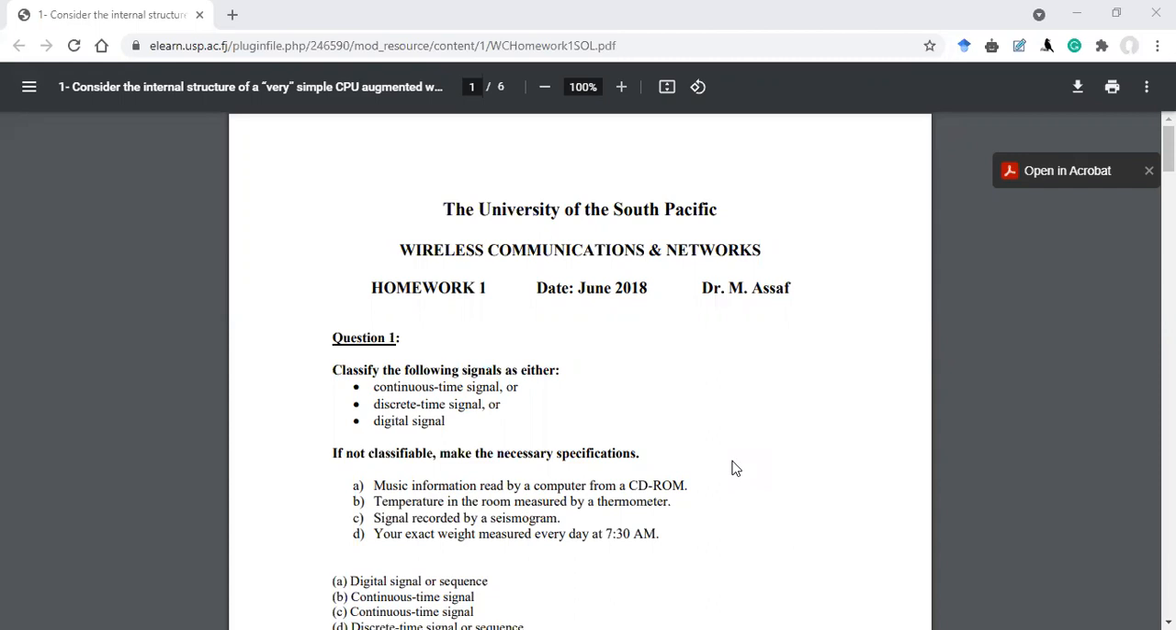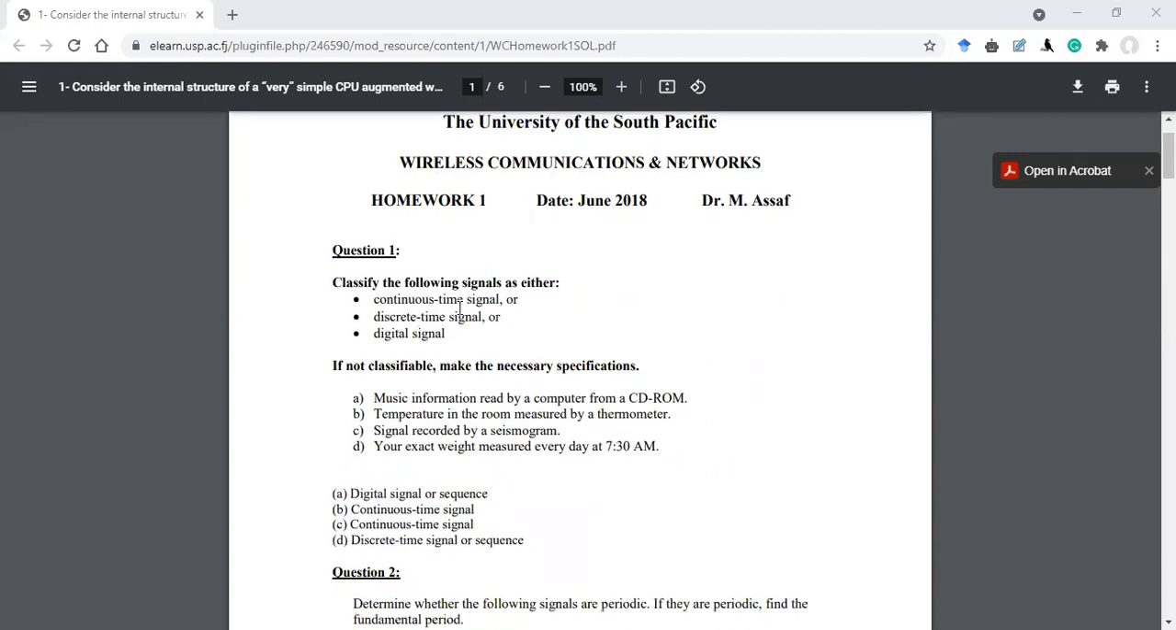So question number one was to classify the following signals as either continuous time signal, discrete time signal, or digital signal, right? If not classifiable, make the necessary specifications. A, music information read by a computer from a CD-ROM. So what do you think? Digital. It's digital. Okay, the solution is there, isn't it? Yeah, it's digital, right?